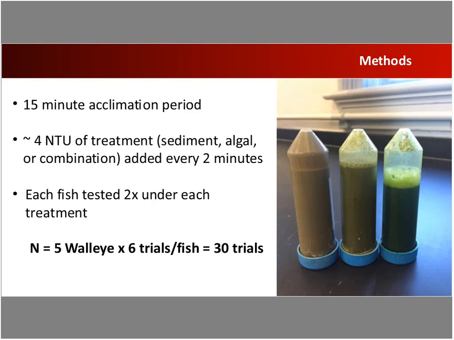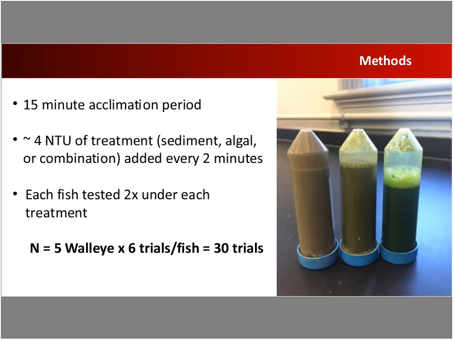There were three treatments. Sediment was just a mixture of water and Lake Erie mud that we pulled directly from the lake. Algal is a blended spinach mix with water that is found to have similar color and particle size as the algae found in the lake. And then the combination is a 75% mix of algal and a 25% mix of sediment. The difference in the ratio has to do with the density of the turbidity treatments.